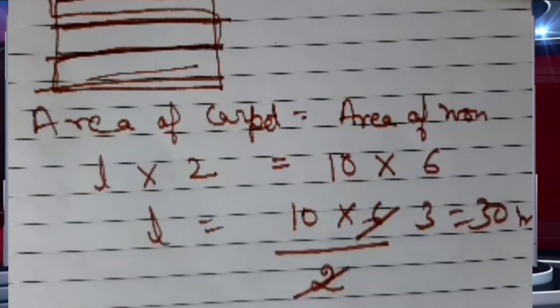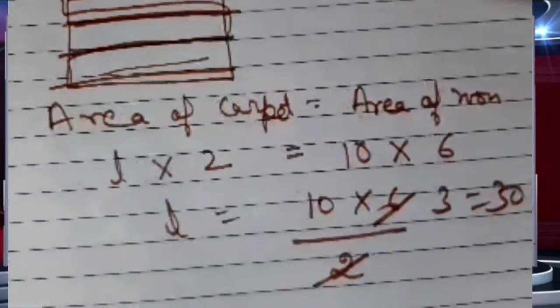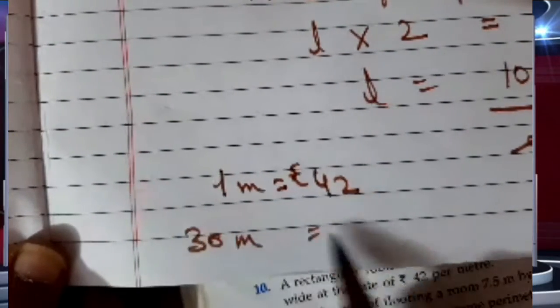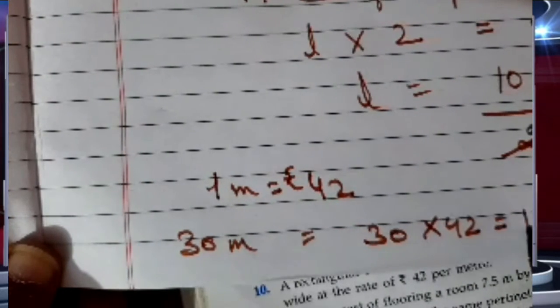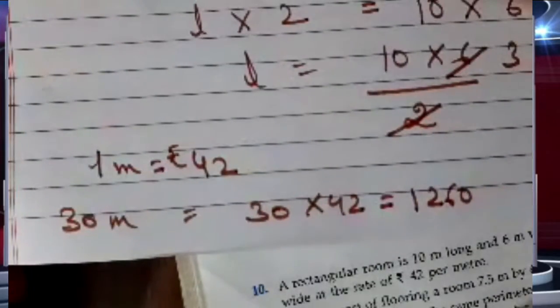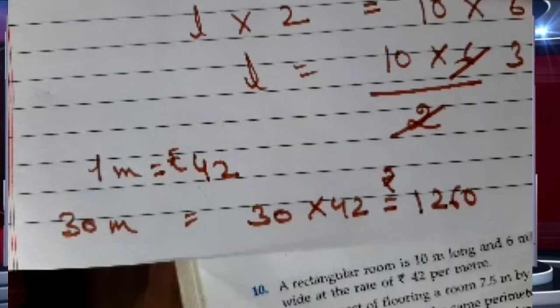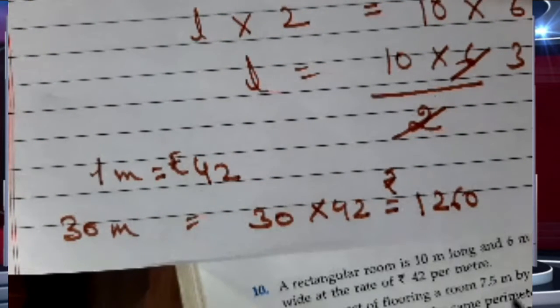Now I have to find out the cost of flooring the whole room. So cost of 1 meter is given 42 rupees. So cost of 30 meters will be 30 into 42, which is 1260. Thus the cost of covering the floor with the carpet is rupees 1260.